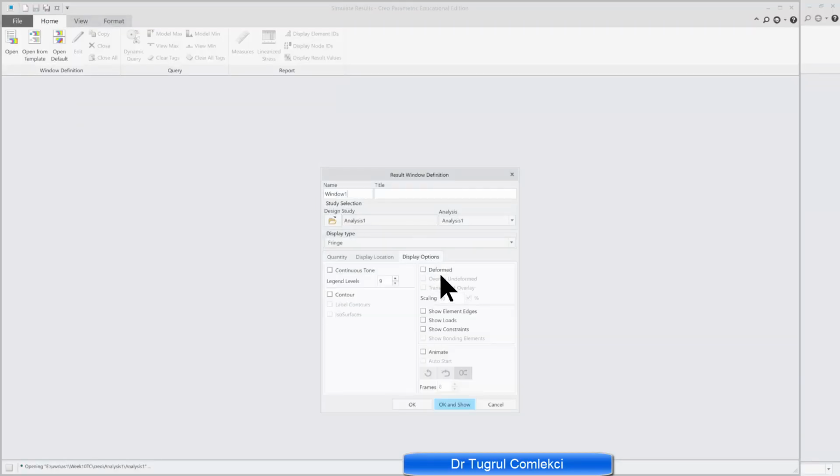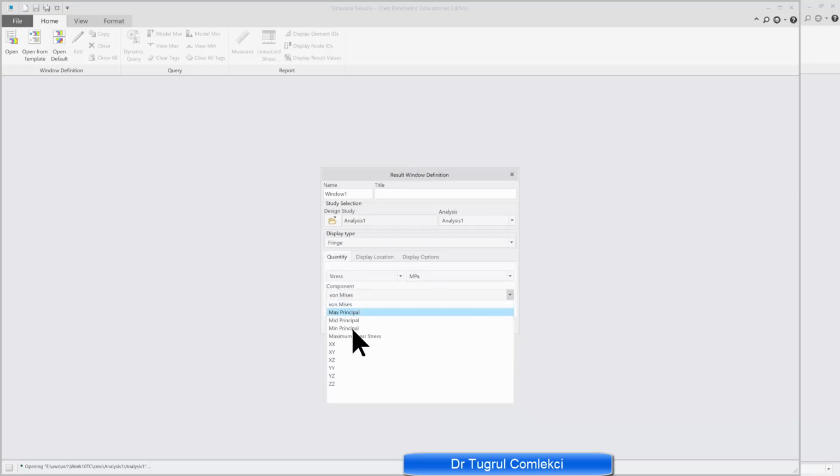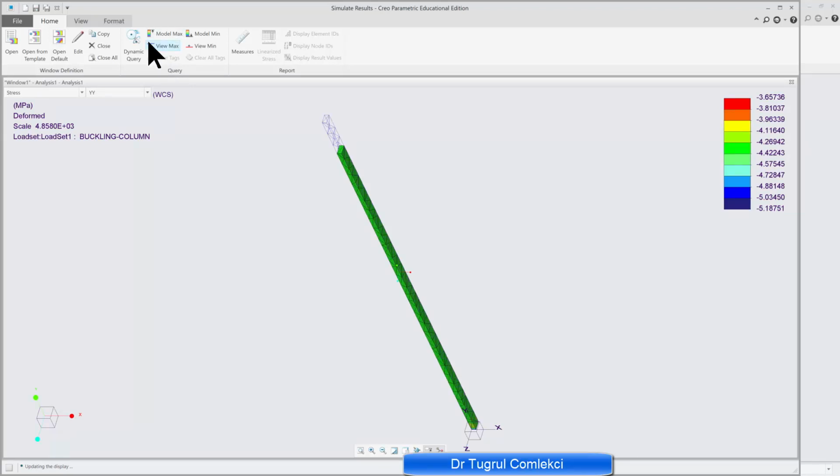The deformed, undeformed and element edges are here, and we can plot the Y stresses, click OK and show. You can see by dynamic query that the stress on the structure is just about -4.3 megapascals with that load on top, which is compressing this beam. This is a static analysis, and you can see that there is no sign of buckling. And -4.3 megapascals for steel is a very low stress level.